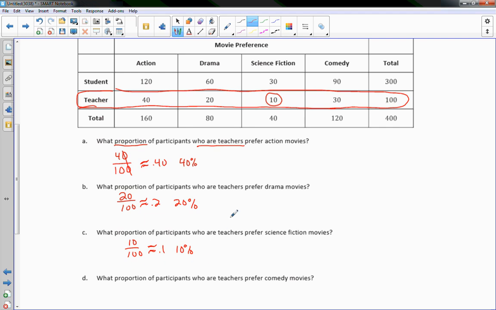And D says, what proportion of participants who are teachers, so the row didn't change. We're still talking about just teachers. And this question is asking, of these teachers, how many prefer comedies? And the answer is 30 out of 100, which is approximately 0.3 or 30%.